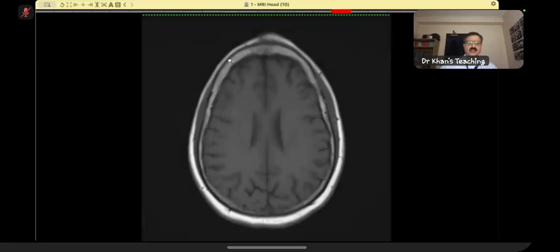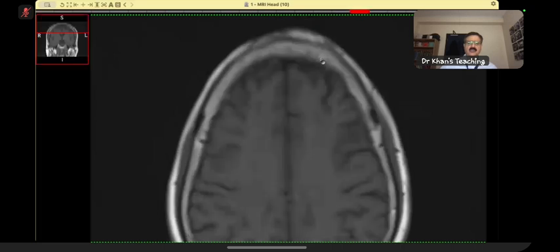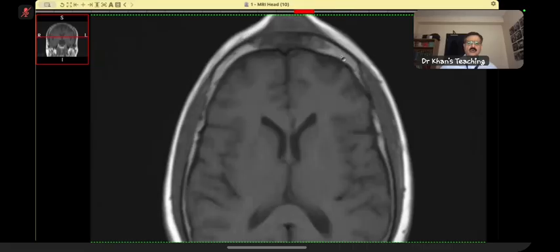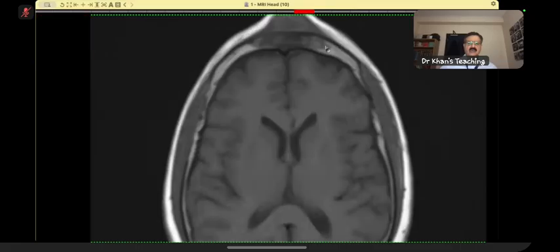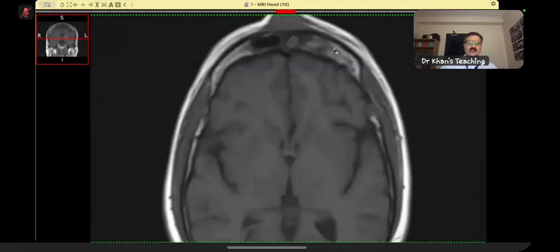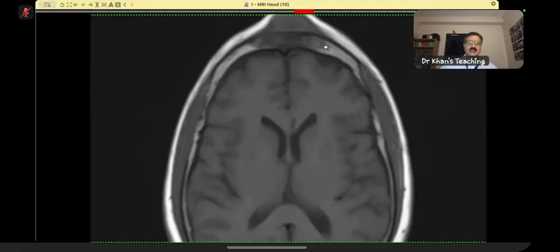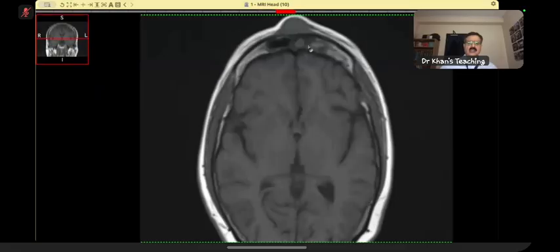Look at this, that we have got an outer table, we have got an inner table, and we have got a diploic space. Because this patient is 68, the diploic space has got a lot of fatty marrow. In every young patient, you might see less fatty. Now, if you go here, you can see abnormal signal. So please remember the definition that in marrow, low signal on T1 and high on STIR or any T2 weighted sequence, that is abnormal. With that, if you see here, this is the frontal sinus.